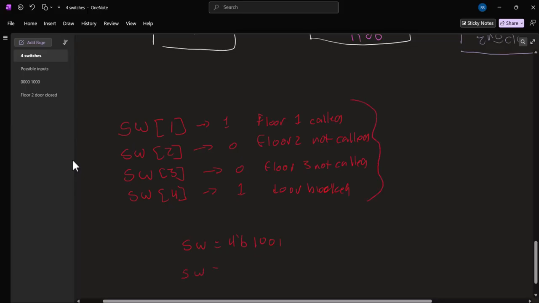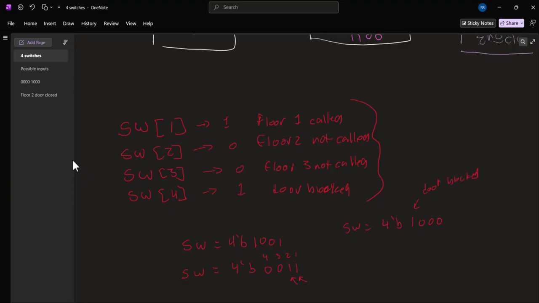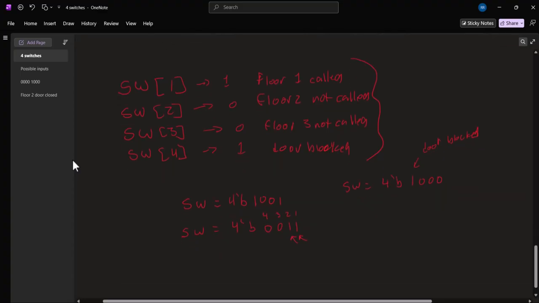If my switch equals 4'b0011, this is position 4, 3, 2, 1, so this means that floor 1 is called and floor 2 is called. If I have switch equals 4'b1000, this means that the door is blocked and none of the floors are called.